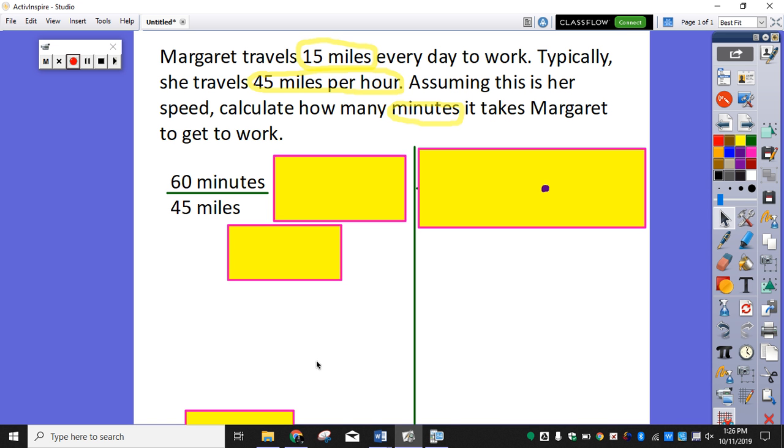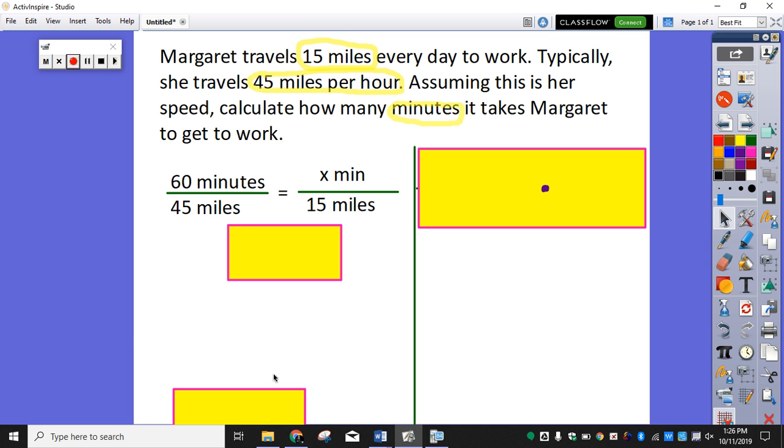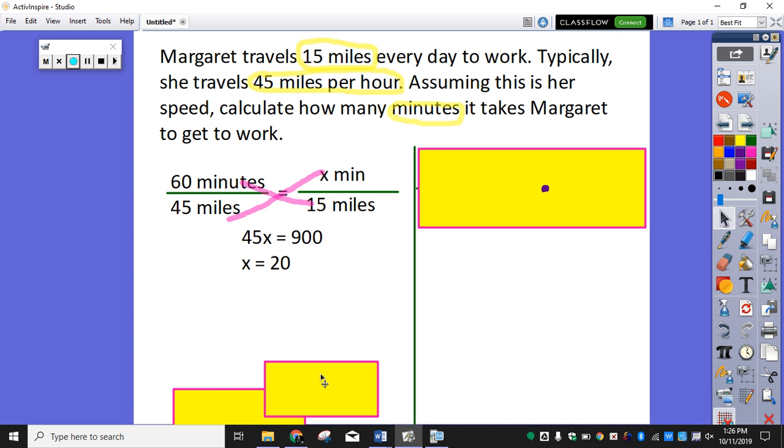And so if I want to figure out the number of minutes for 15 miles, I can set up a proportion because the ratio of miles to minutes should be equal. So what that means is that I could set this up as a proportion and cross multiply. So 60 times 15, 45 times x. 60 times 15 is 900. 45 times x is 45x. And then I can solve by division. So that gives me the number of minutes it would take to go 15 miles.